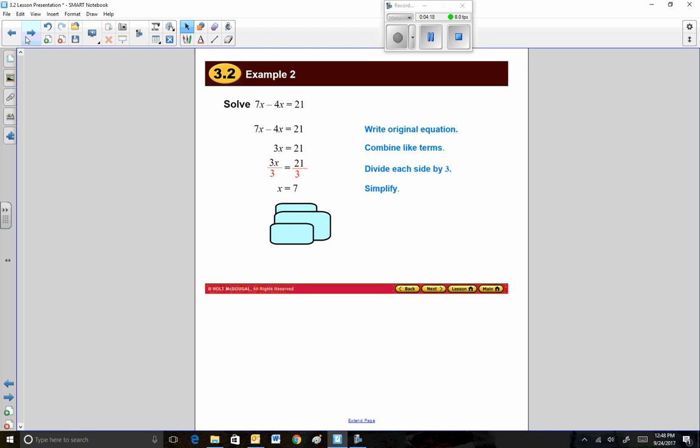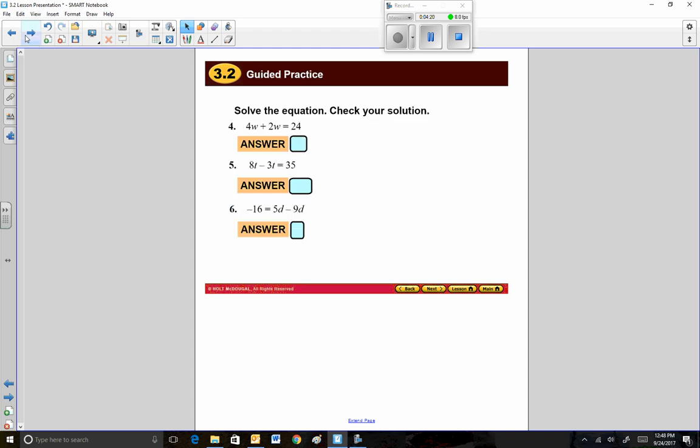I would like you to try a few more problems. Here are 3 problems for you to try out. Please show all work. Make sure if the variables are both on the same side of the equal sign, it's considered combining like terms. All right, pause your video and try these out, please.